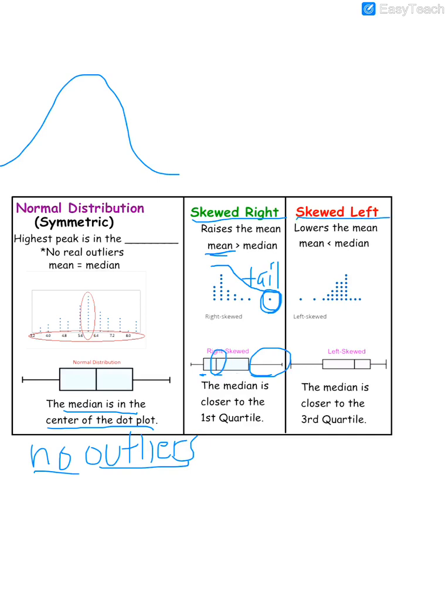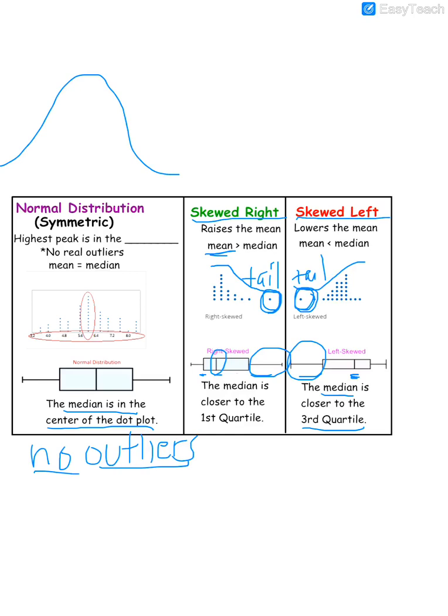Skewed left is basically the opposite. So there's an outlier that's really low down here. There's some sort of number that lowers the mean. So the mean is going to be less than the median. And then the tail is on the left. Most of the data is on the right. The median gets pushed to the third quartile, as you can see here. And you can see that my tail, or my lower whisker, I should say, the whisker on the left is much longer than the whisker on the right.